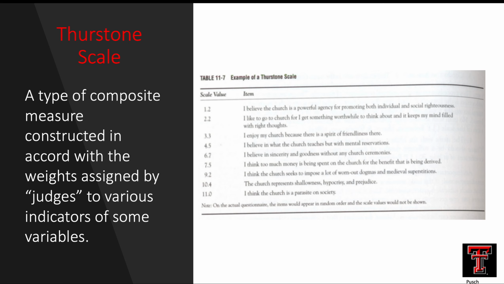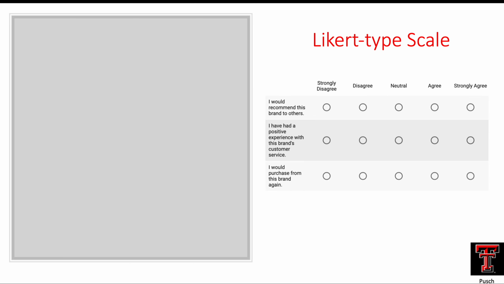This is a Thurstone scale. We don't use this very often in social research. It's used sometimes. It's a type of composite measure constructed in accord with weights assigned by judges to various indicators of some variables. So here we're getting judges who are experts in the field to give weights to certain variables. We don't use this very often because it's very expensive. You're probably going to have to pay a consulting fee to have these judges decide on the weights of your variables. It's just not used very often.